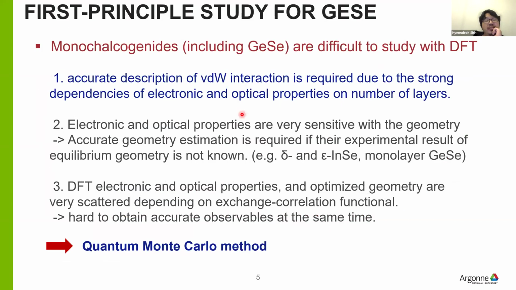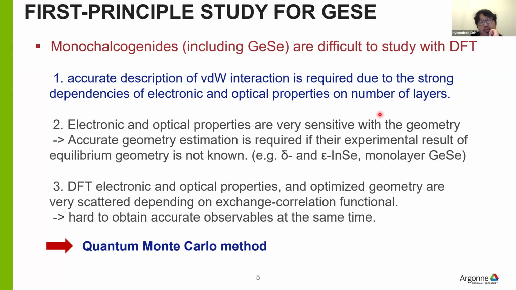So here is the motivation for why QMC is needed for germanium selenide structures. These monochalcogenides, including germanium selenide, are difficult to study with DFT because an accurate description of the van der Waals interactions is required, given the strong layer dependence of the electronic and optical properties in van der Waals systems. And those electronic and optical properties are very sensitive to the geometries.